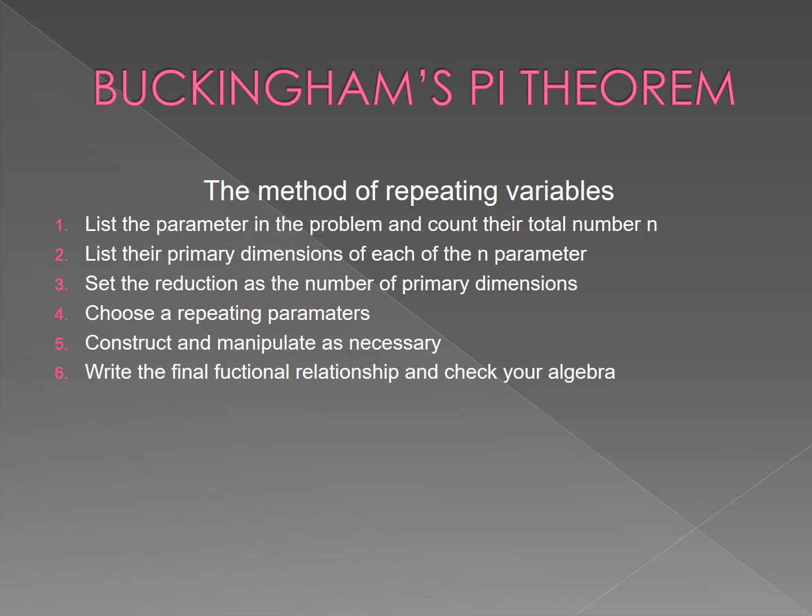The method of repeating variables. First, we list the parameters in the problem and count their total number n. List the primary dimensions of each of the n parameters. Set the reduction j as the number of primary dimensions. Choose repeating parameters. Construct the pi groups and manipulate as necessary. Write the final functional relationship and check your algebra.